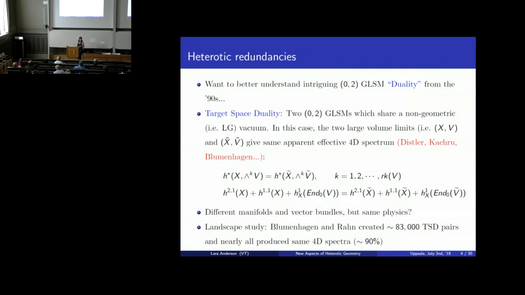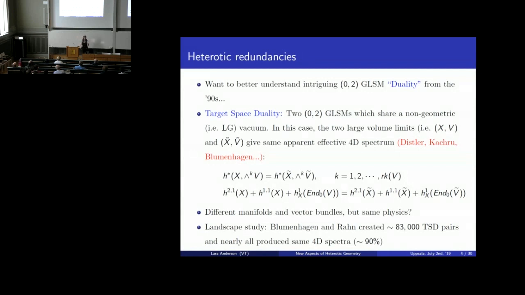About 5-6 years ago, Blumenhagen and Rahn created a data set of about 83,000 target space dual pairs using toric complete intersection manifolds, specifically toric hypersurfaces that Wadi was just talking about, and vector bundles over them. And they found that in nearly all cases, the 4D massless spectrum was preserved, about 90%. You might say, what happened in the other 10%?